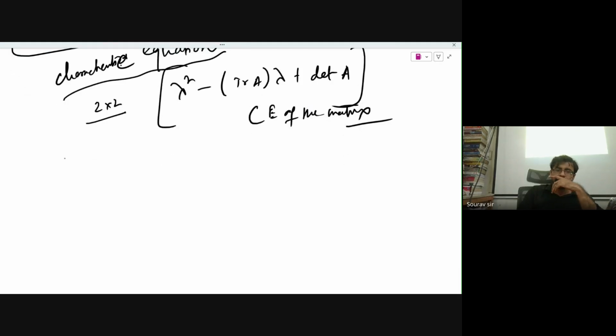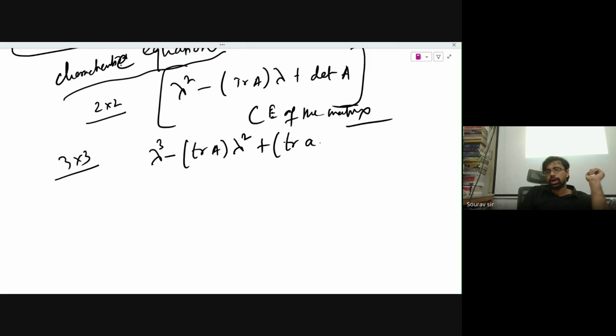तो भाई सर 3x3 में क्या होगा? कैरेक्टरिस्टिक इक्वेशन lambda cube minus trace of A into lambda square plus trace of adjoint of the matrix A into lambda minus determinant of A equal to 0. So this is the characteristic polynomial. This is very important.